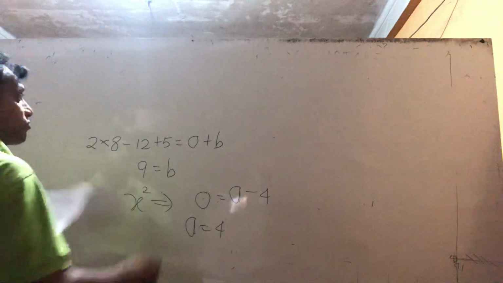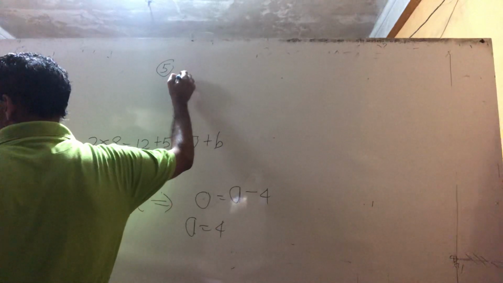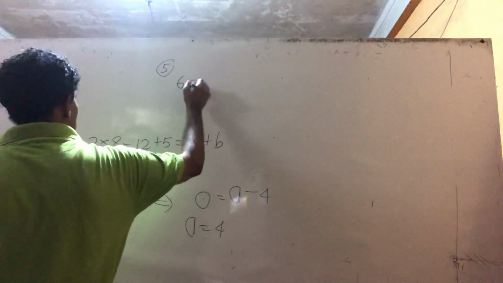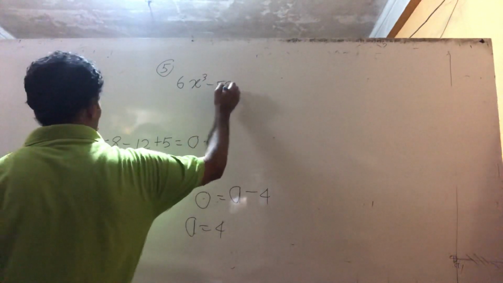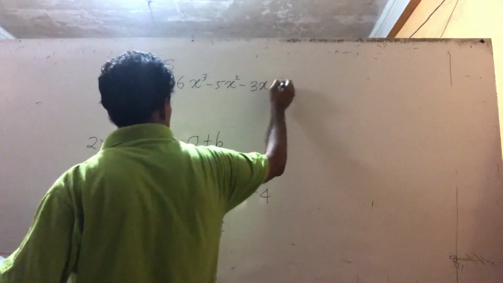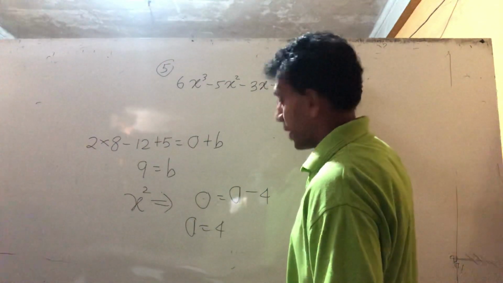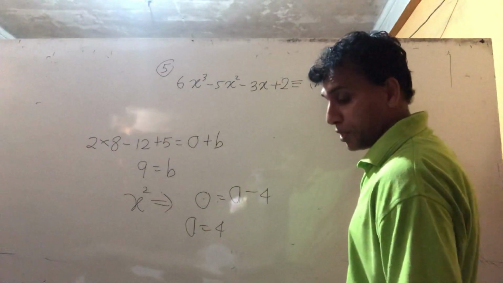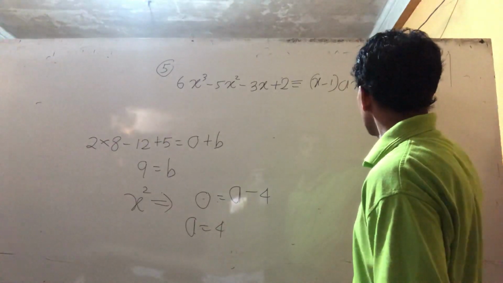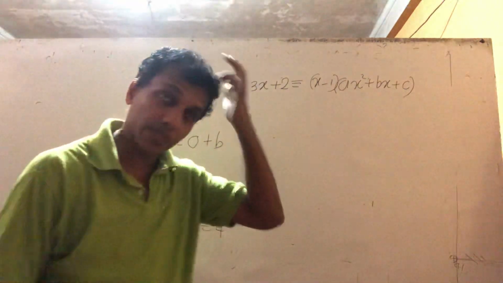That was the ABC form question. Next problem, 5th question. Take 6x cubed minus 5x squared minus 3x plus 2 equals x minus 1 into a x squared plus b x plus c. Find the a, b, c answers, the constant terms.